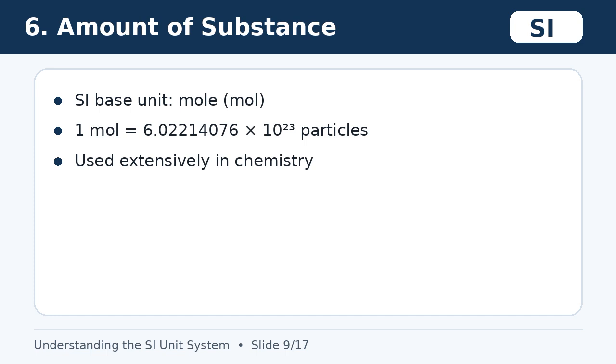The sixth base quantity is the amount of substance. Its SI base unit is the mole, represented by the symbol mol. 1 mole contains exactly 6.022140076 times 10 to the power 23 specified particles. These particles may be atoms, molecules, ions, electrons, or other elementary entities. The mole is used extensively in chemistry.